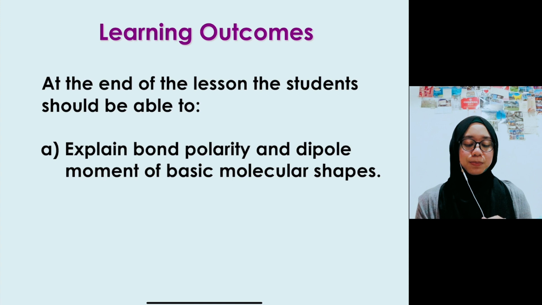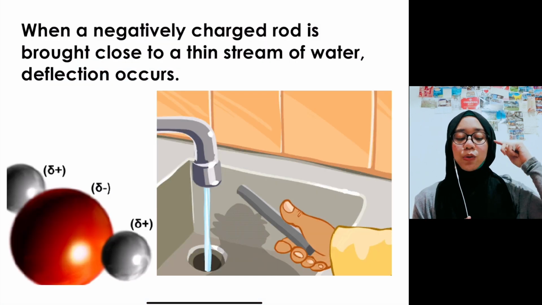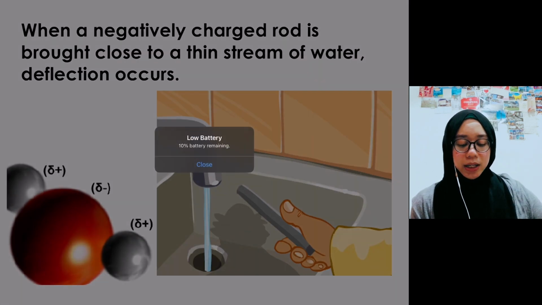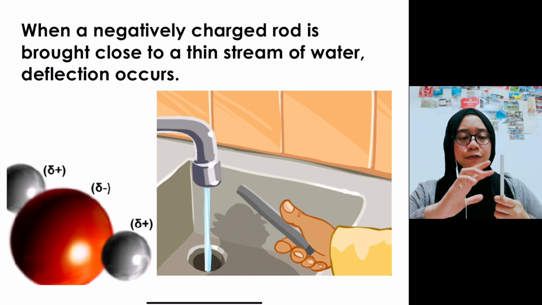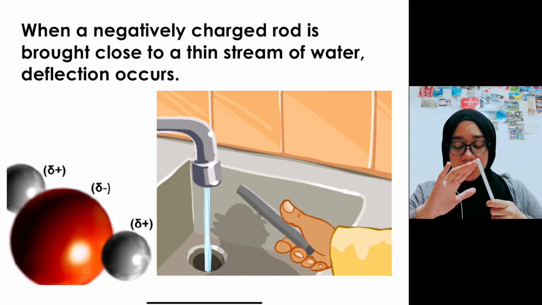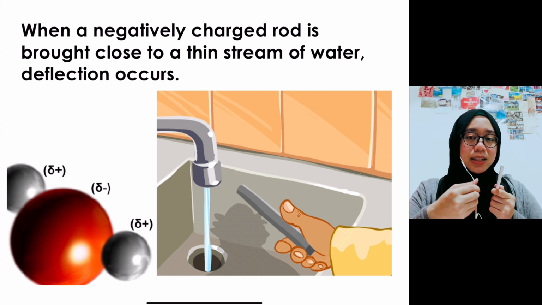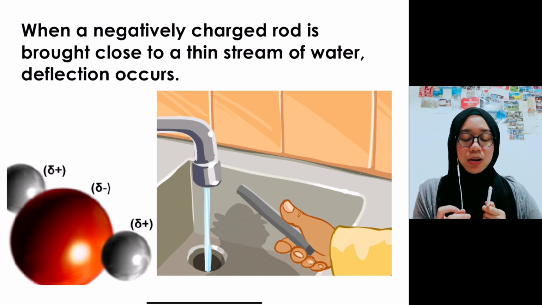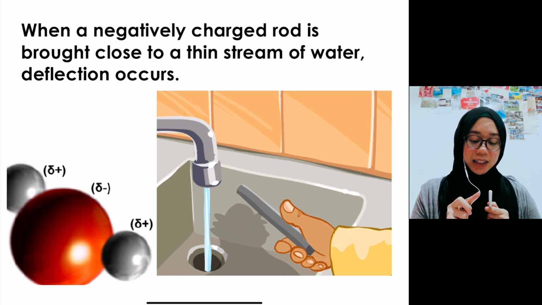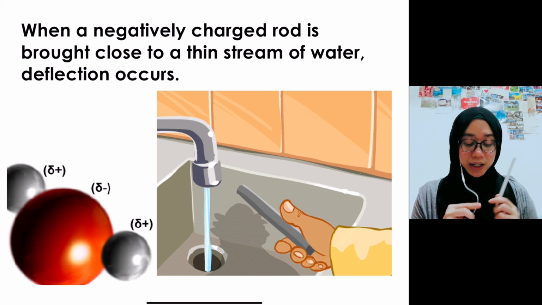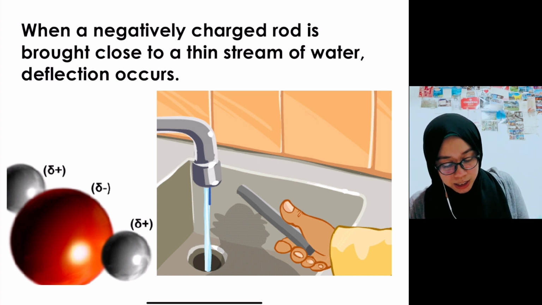Okay, so now kita tengok dahulu this one. So when a negatively charged rod is brought close to a thin stream of water, deflection occurs. Okay, so kita ada satu rod yang full dengan negative charge sahaja. Dan bila kita bawa dekat dengan air, so let's say this is the stream of water, so somehow tiba-tiba air tu kan jatuh ke bawah kan, tiba-tiba the stream of water deflected, dia pergi ke arah the rod. Okay, so basically kalau kita tengok kat sini, water turun ni tiba-tiba dia deflected sikit and then dia jatuh balik ke bawah.